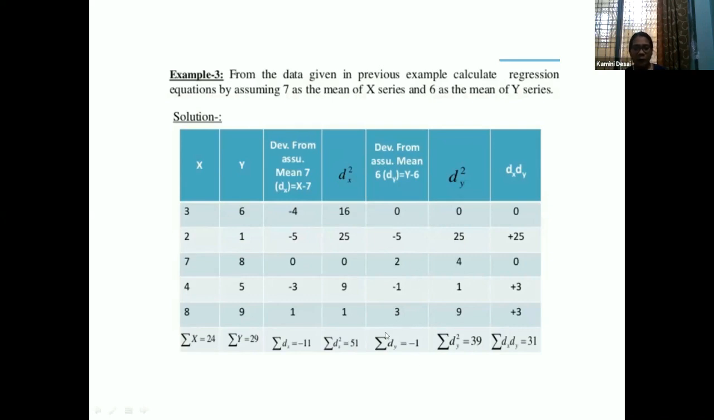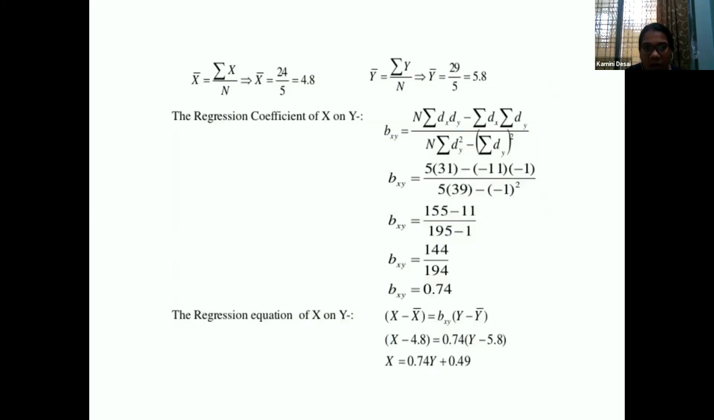And we have to take the sum of all the columns, then d square y, then again dx and dy multiplication. So 0, 25 and plus 3, whatever it is, at last we have to take the sum of every value. And then again, you have to substitute in these formulas.